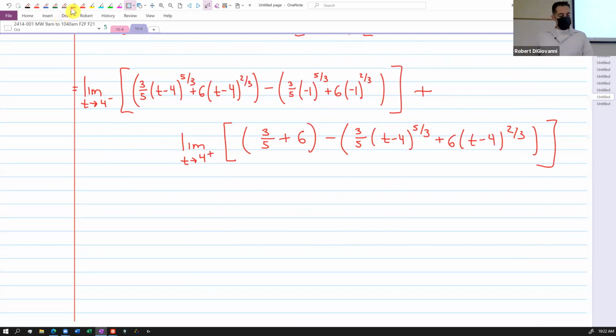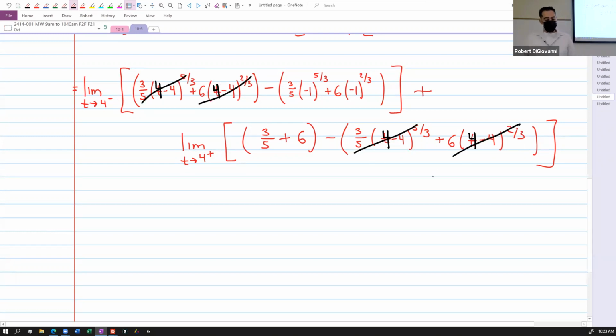And like I said, it's actually good because when I let t go to 4 here, here, and even in the other one, here and here, all of those approach 0, right? They all go to 0. So this is basically dead, dead, dead, dead. And so what I'm left with is this.